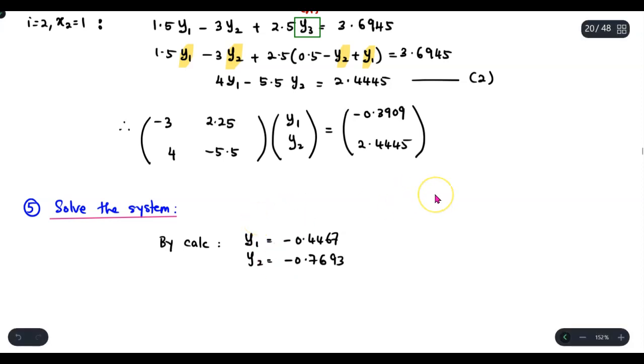But if the question didn't ask for any specific method to solve the system, then basically you can just use your calculator, especially if you only have 2 by 2 or 3 by 3. In fact, if it is 4 by 4, you also can use your calculator. But if the question asks for a specific method, then you need to follow. Alright, so that's basically how you solve the BVP using the finite difference method.